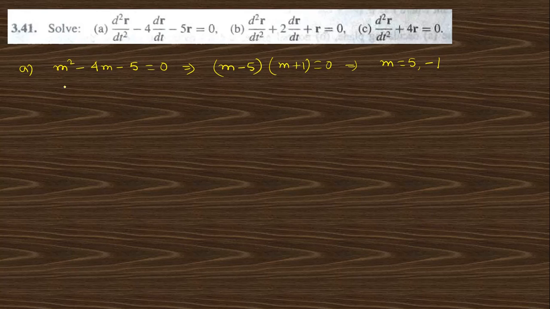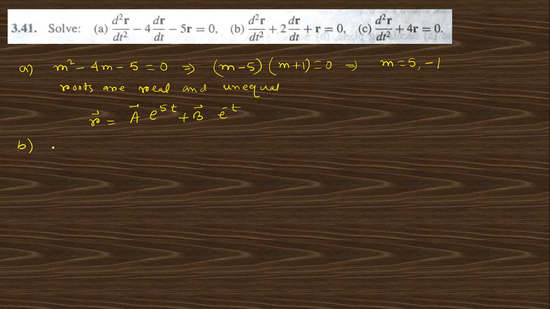Next, go to the next question. Solve this. For part a, the auxiliary equation is m square minus 4m minus 5 equals 0. This can be written as m minus 5 into m plus 1 equals 0, so m is 5 and minus 1. So the roots are real and unequal, so the solution will be some constant e to the power 5t plus another vector constant e to the power minus t, where a and b are arbitrary vector constants.